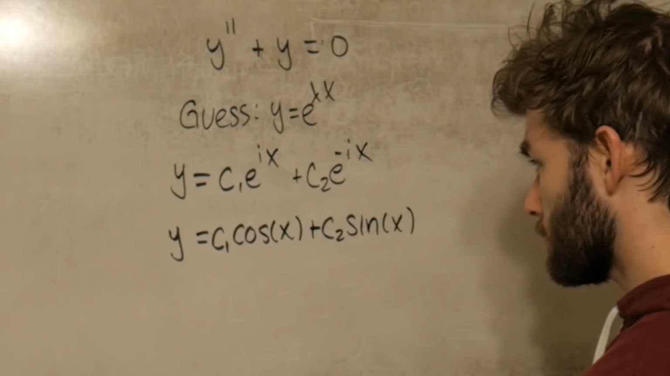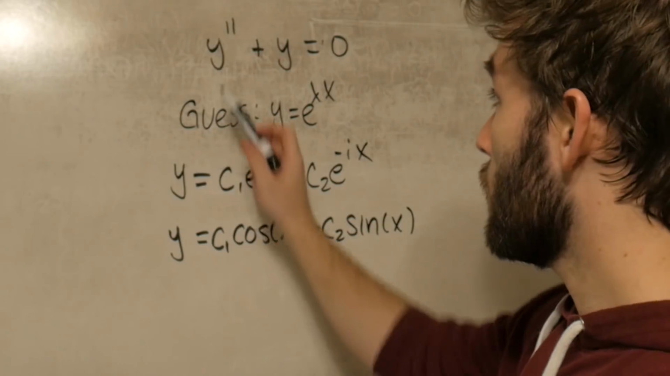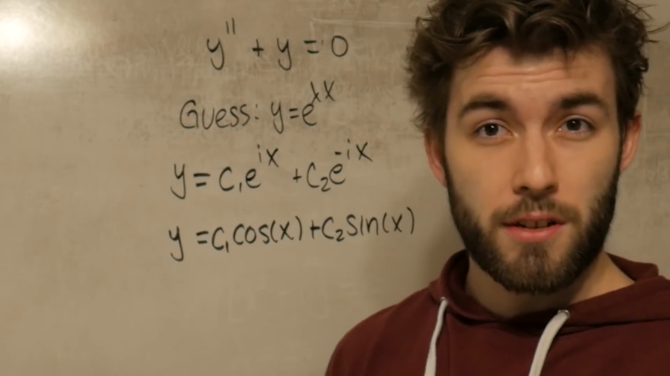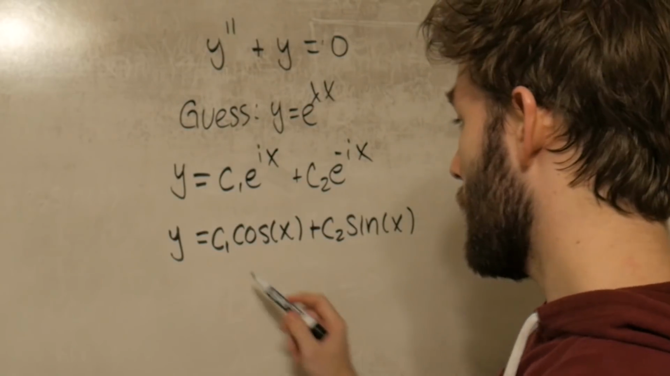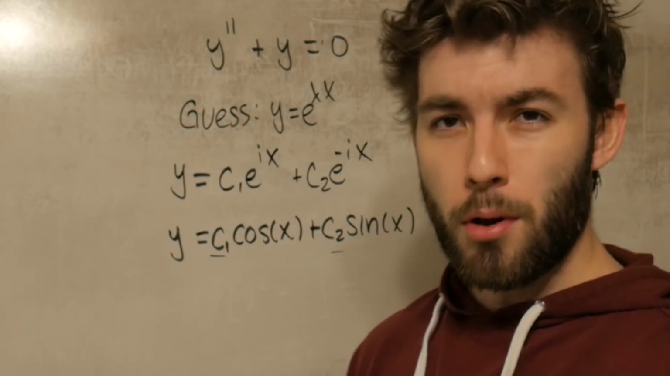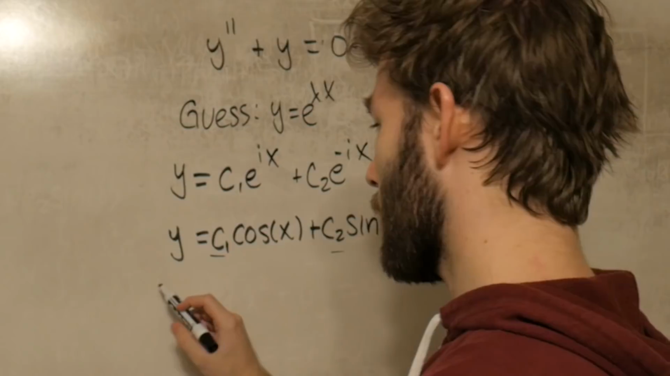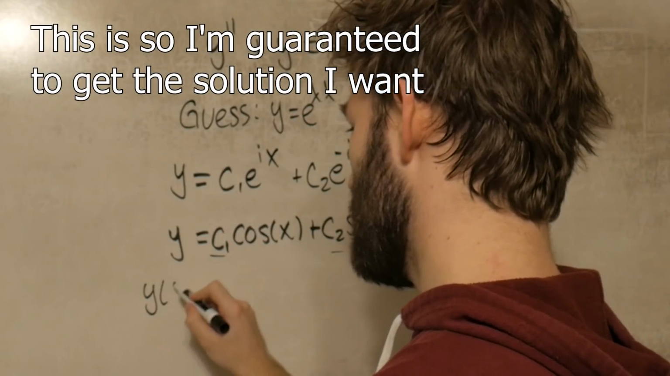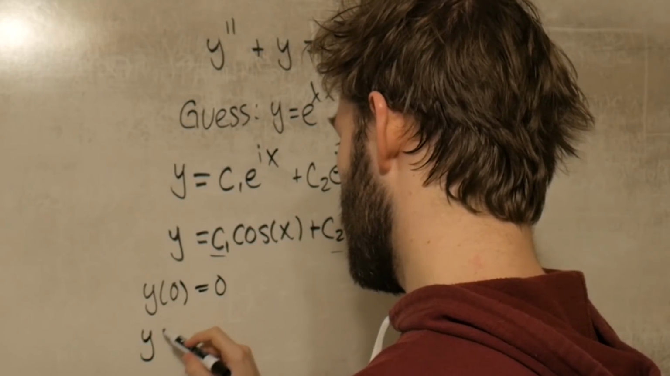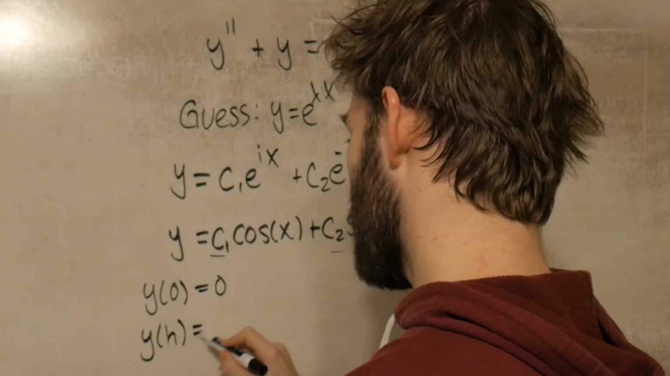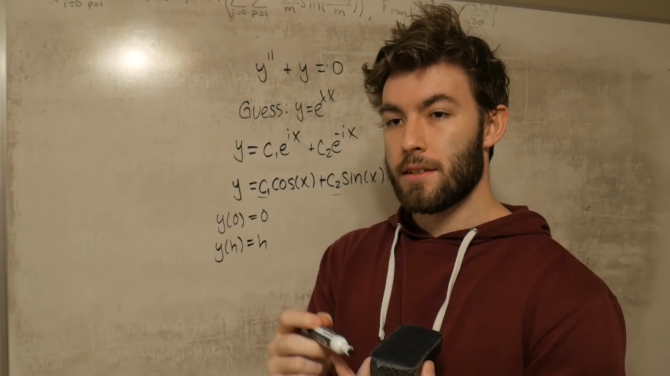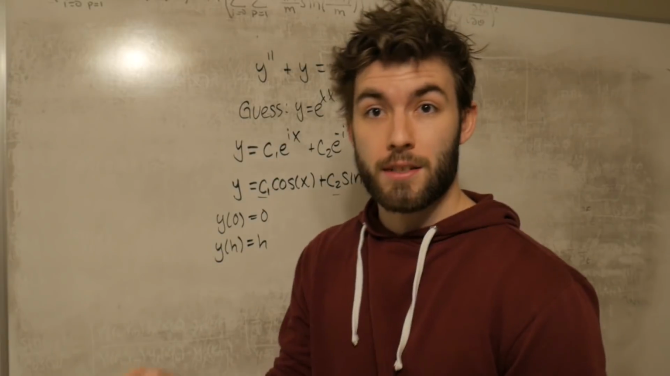Great. Now, because this is a second-order differential equation, we need two either initial conditions or boundary conditions, whatever you want to call it, in order to find out what these are. So, some self-imposed ones that I'm going to say are that y of 0 equals 0, and y of h equals h. Now h is just going to be some distance from x0 to the next point.